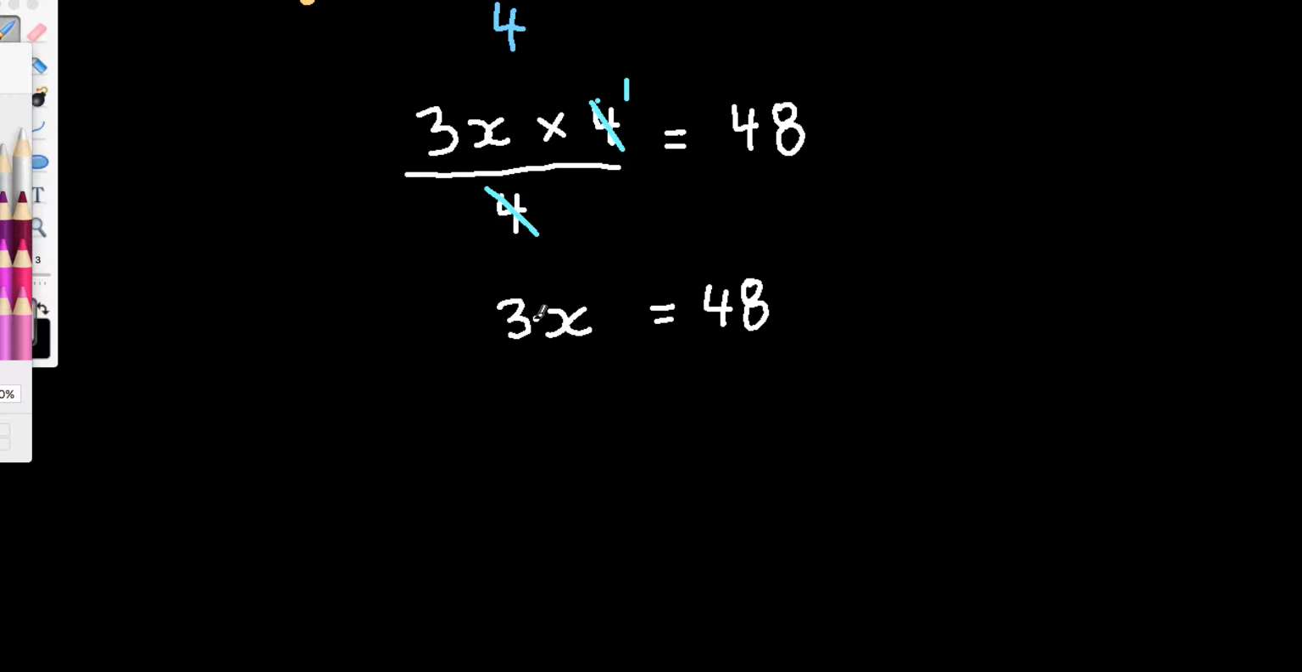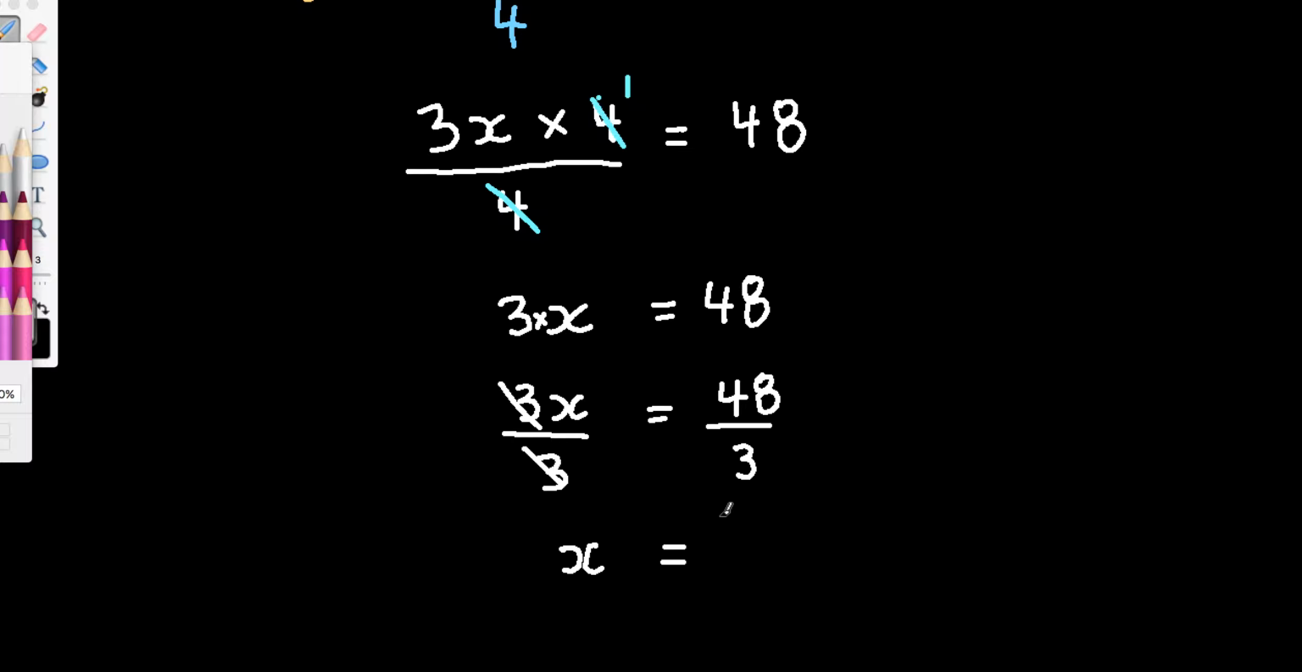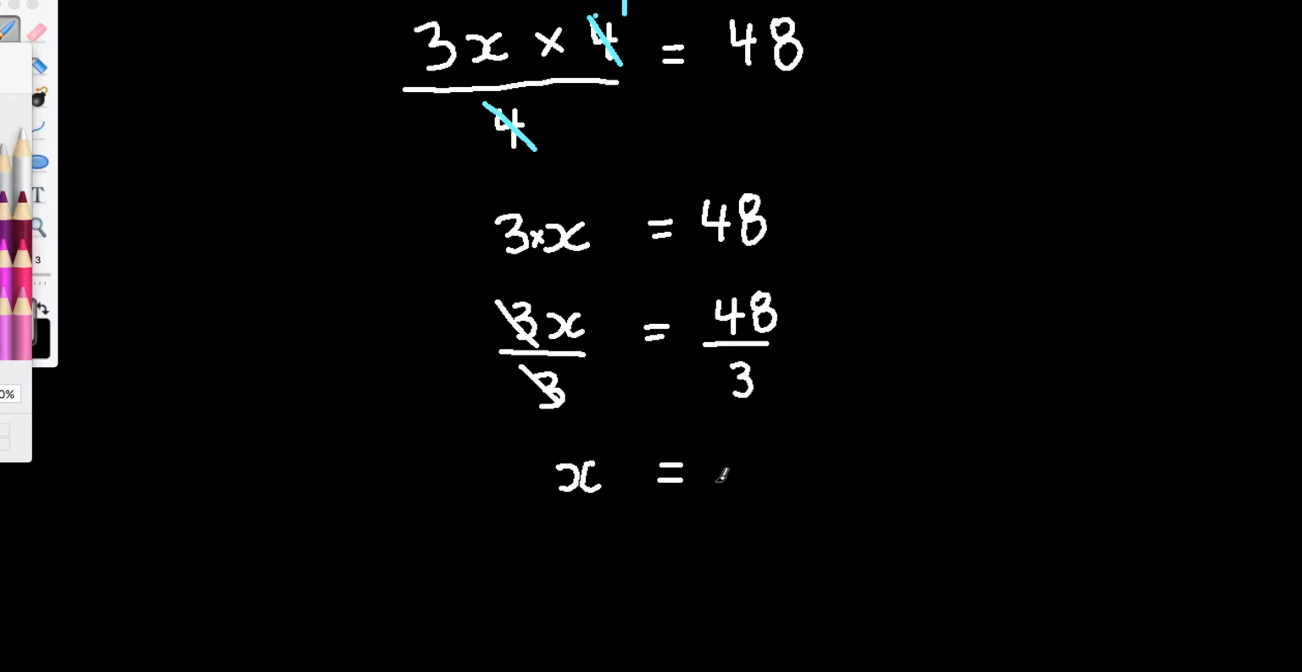Finally, 3 times x is what's happening here. I'm going to do the opposite of that. 3x divided by 3 equals 48 divided by 3. Again, why did I do that on that side? It's because it's the opposite of timesing by 3, and by doing the opposite, it's now cancelled out. All that's left now is doing 48 divided by 3.